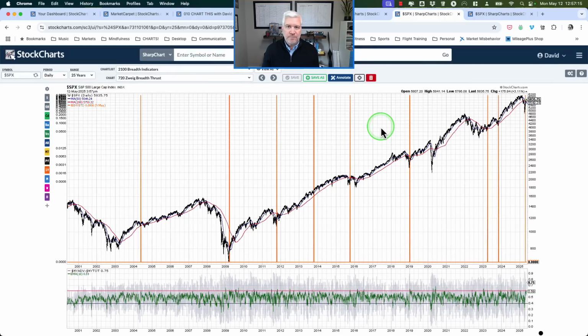So again, these breadth thrust indicators, this breadth improvement, can be very valuable and help you understand strengthening price and breadth action. And I would use the 200-day as a way of just confirming that the breadth thrust is playing out as expected.